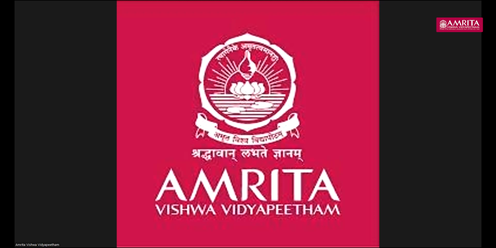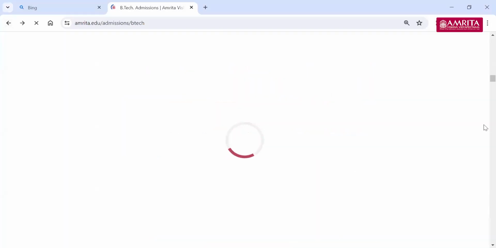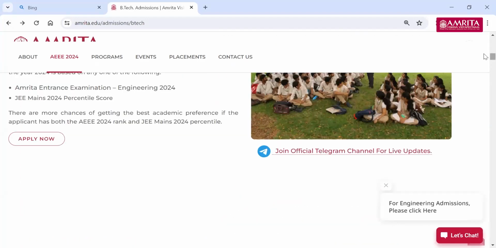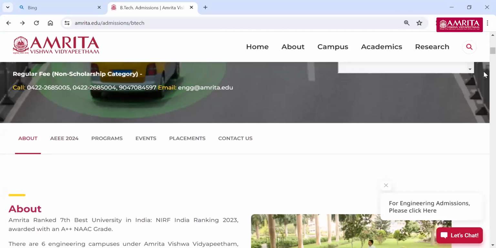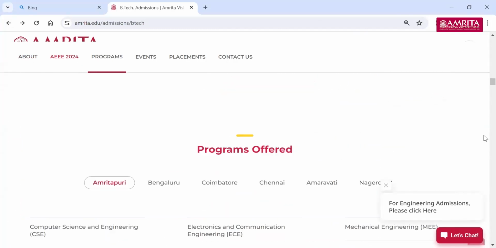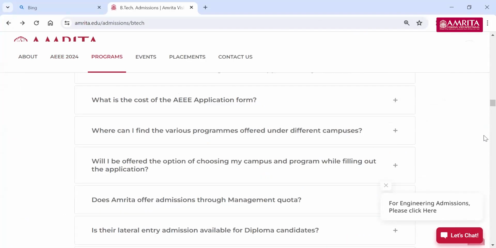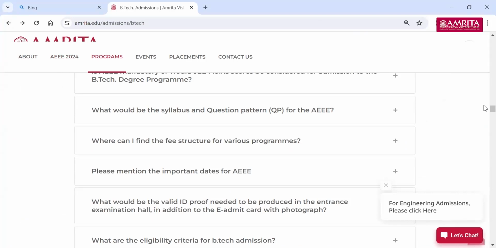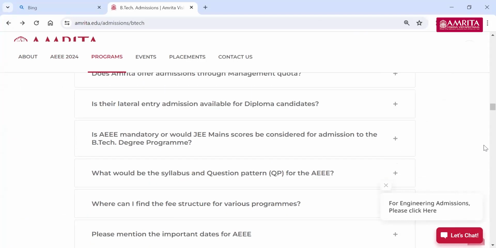Those children who are asking about the question pattern, just come here. This is the same page that I've described. There is one more thing. If you're planning to write JE, that also we'll consider, because 30% of seats in Amrita are through EEE and the remaining through JE. The pattern is all there on the page itself.